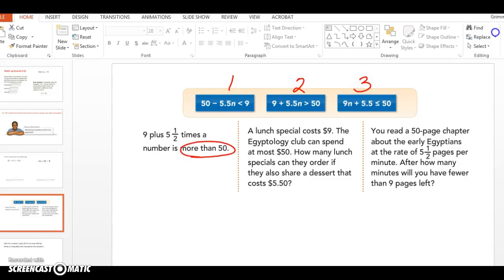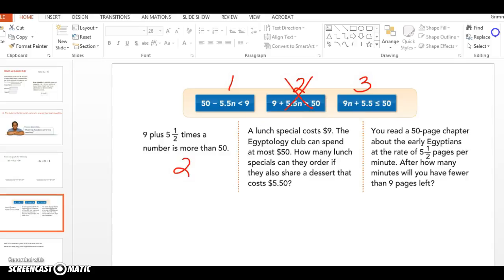She said more than 50. Here's the more than sign, or greater than. So that's one way. The second way is that it says 5.5 times a number. This one has 5.5 times a number. This one does not. So those are the 2 ways to tell. All right, so we're going to say that this one is number 2. All right, let's look at the next one.